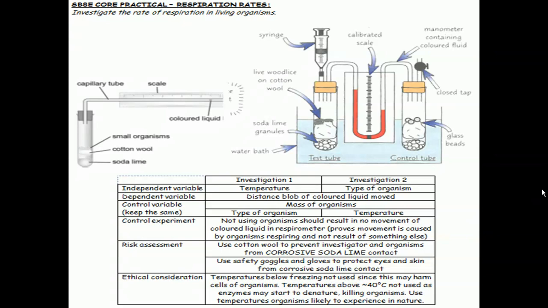Then ethical consideration, you have to make sure that you release these organisms after you finish the experiment. But the other thing to watch out for is if you're doing temperature, you can't use a temperature too low because then it could harm the cells of the organisms. But it can't be too high above the optimum temperature either, because then the enzymes in the organism could denature and that could kill the organism. So you want to use temperatures that the organism experiences normally in nature, so you can't use temperatures too low or too high. And again, ethical consideration comes more into play for this practical than any other practical. So if they ask about ethical consideration, it will be more likely for respiration rate practicals.